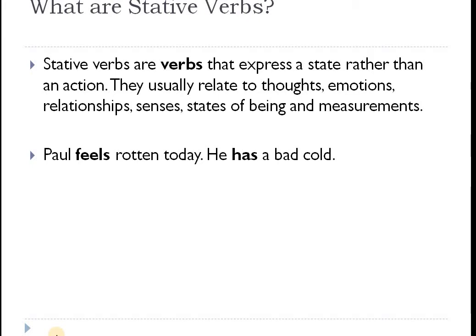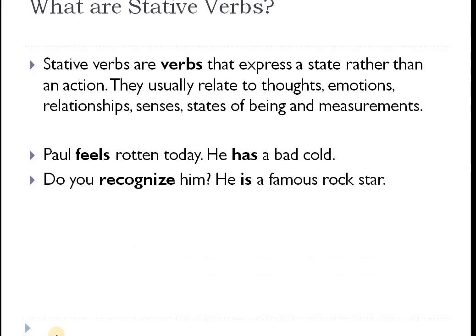Now, for example, Paul feels rotten today. He has a bad cold. Once again, remember yesterday we said that has is a verb to be. Also, guys, I'm getting tongue-tied. Also, it can be considered a stative verb.